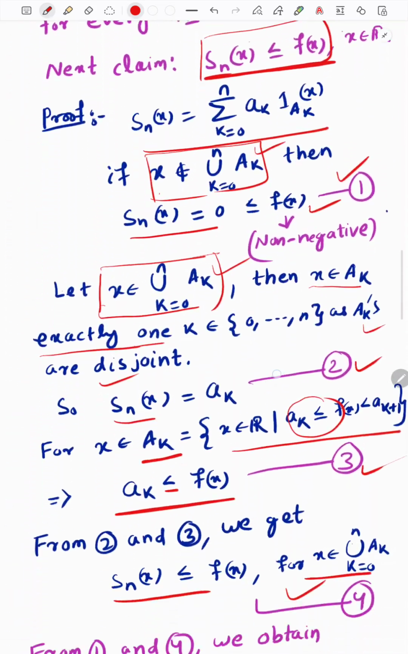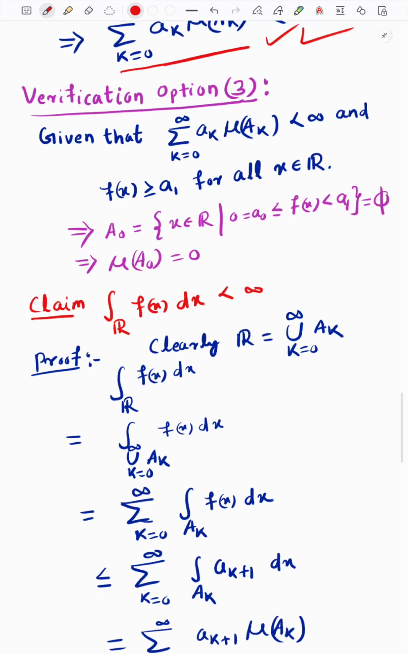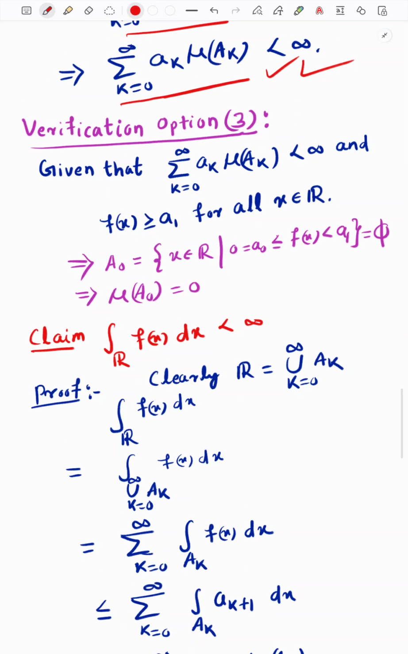So let us verify option 3. Option 3 is here. Okay. Here there are two things given. First, it is given that this series is finite, and second is this one. And this thing helps to infer this one. This implies that A zero set is a phi set. Why? Because the definition of the A zero set is defined in this way.